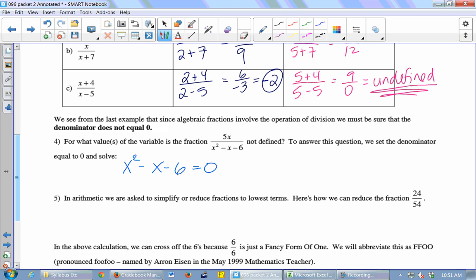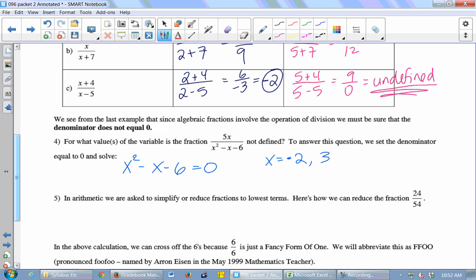-2 works, because if you're squaring -2, you're going to have a +4, and then subtract -2, and that gives you 6, and then minus 6 is 0. So it does look like x equals -2 is a solution. If you plug -2 in for x, you do get 0. And 3, yes: 3 squared is 9, 9 minus 3 is 6, minus 6 is 0. So -2 and 3 are definitely the two values that make the denominator 0.